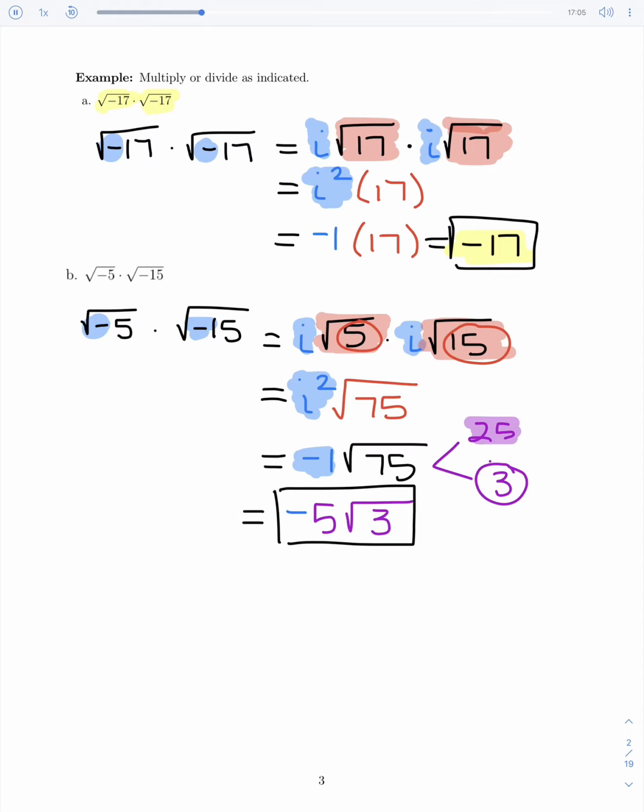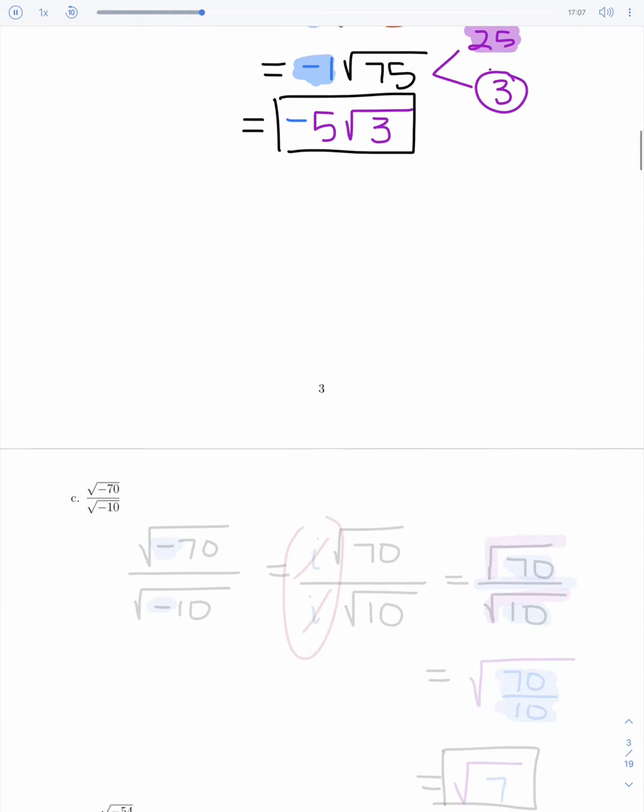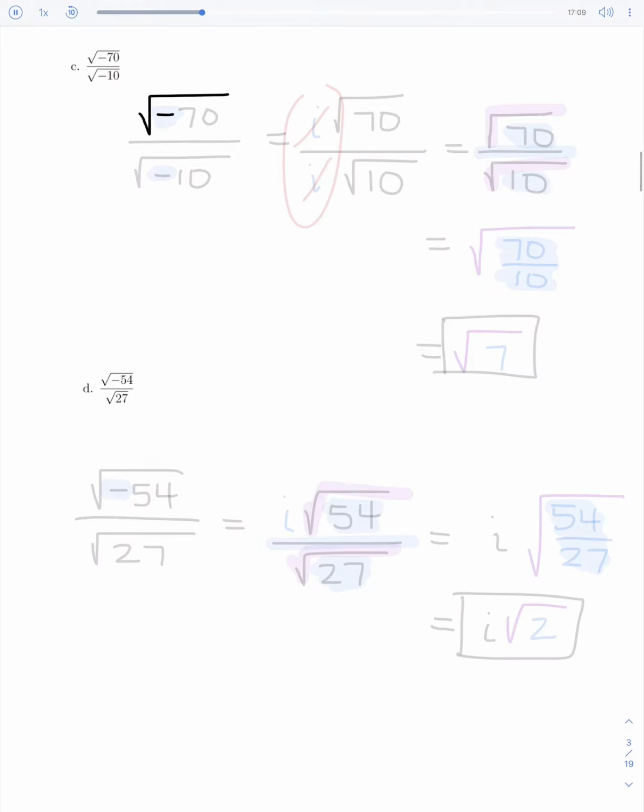Let's take a look at C. In problem C, we have the square root of negative 70 over the square root of negative 10. So we'd start off the same way. On top, we have a negative inside the square root that can come out as an i. We'd leave the 70 alone for right now, so it stays as the square root of 70. We can also pull out the negative from the square root on the bottom, so that would come out as an i, and still leave us with a square root of 10.